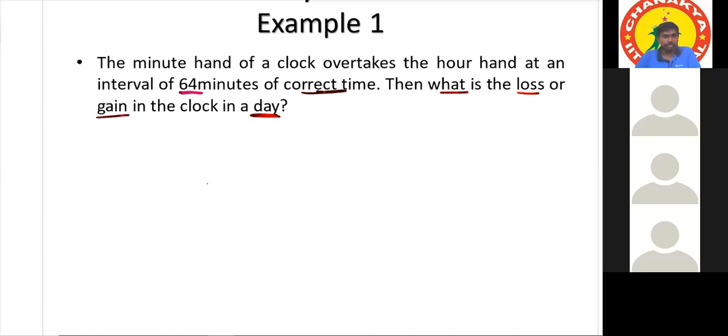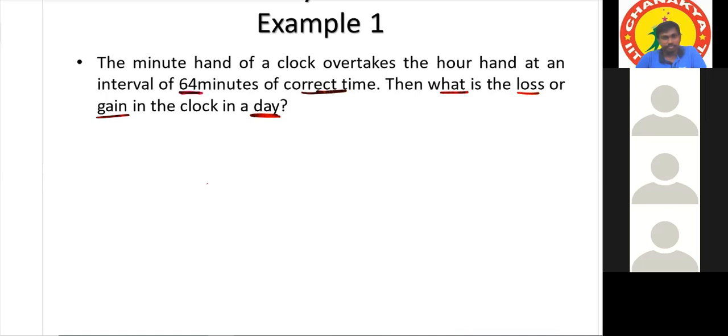Is it loss or gain? It's gain only because it is taking less than the provided time. It is moving faster. But he is asking what is that gain in a day? Sir, 22 into 65 5 by 11 minus 64. Because it's overtaking 22 times, sir. So it should be 22 into the gain which we got, that is 65 5 by 11 minus 64. Do the calculation and tell the answer. Let us match my answer and your answer.